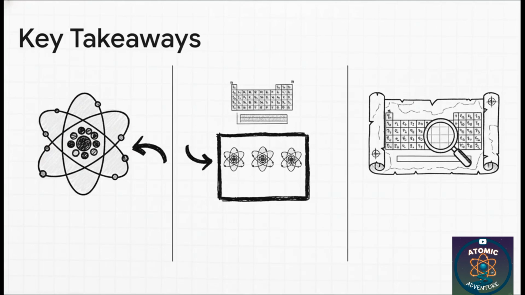So, what are the big things to remember here? First, an atom's identity comes from its protons, but its personality comes from its electrons. Second, those columns aren't random. They're families, bonded together by having the same number of outer electrons. And that leads to the final point. The periodic table isn't just a list, it's a predictive map of all the matter in the universe.